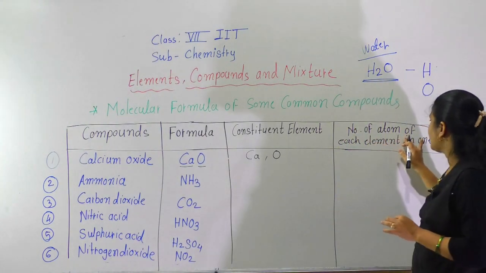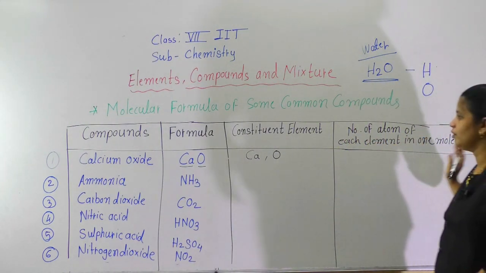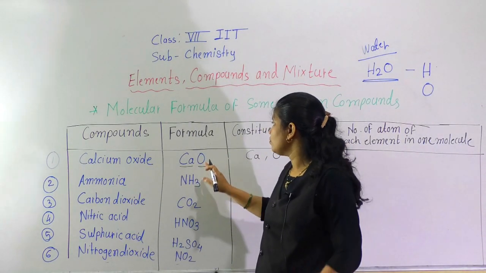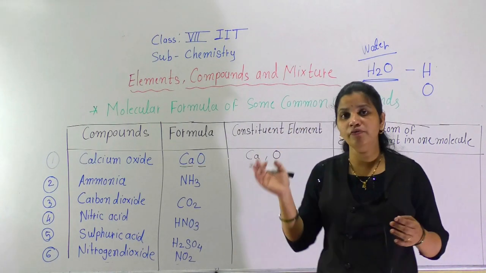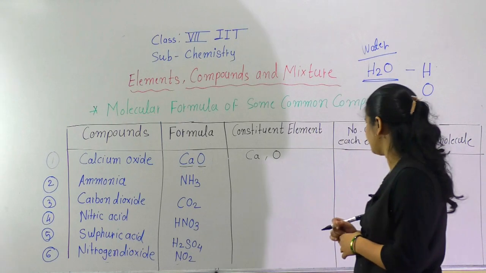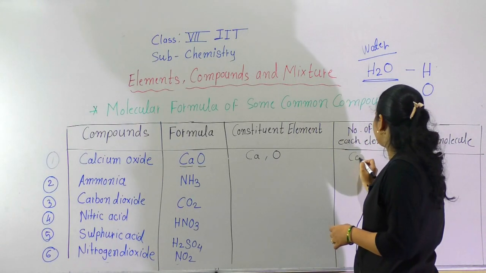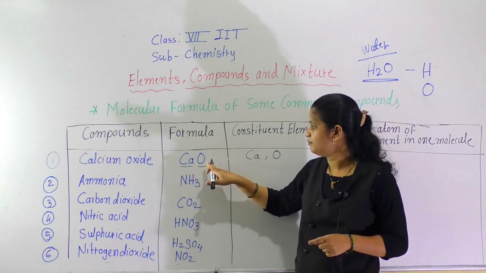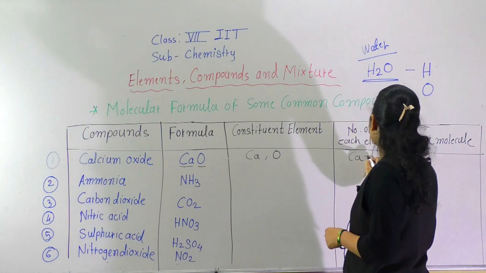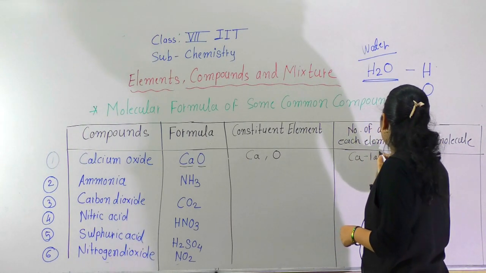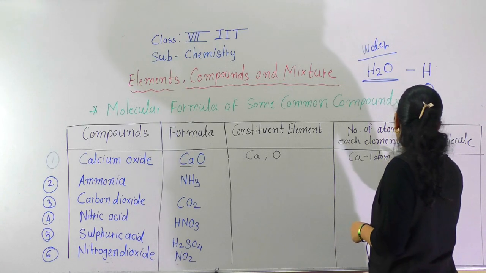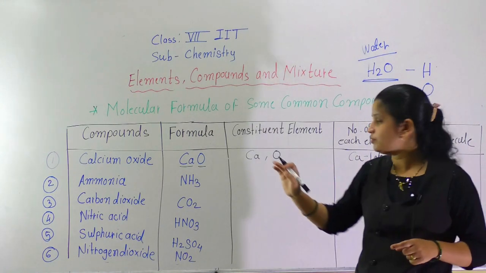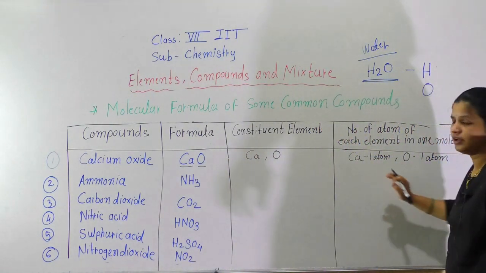Now see, number of atoms of each element in one molecule. This is one molecule of calcium oxide. So, how many atoms of each element are present, that we have to write. See, for calcium and oxygen, is any number written? No. So, calcium one atom and oxygen one atom. So, this way, very simple. You just have to write it.